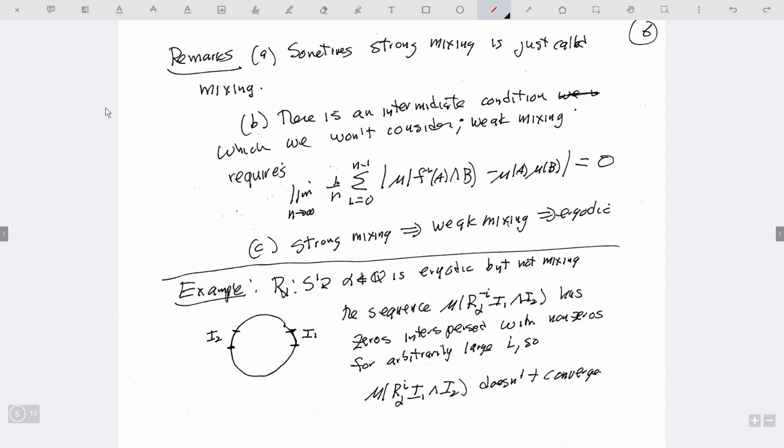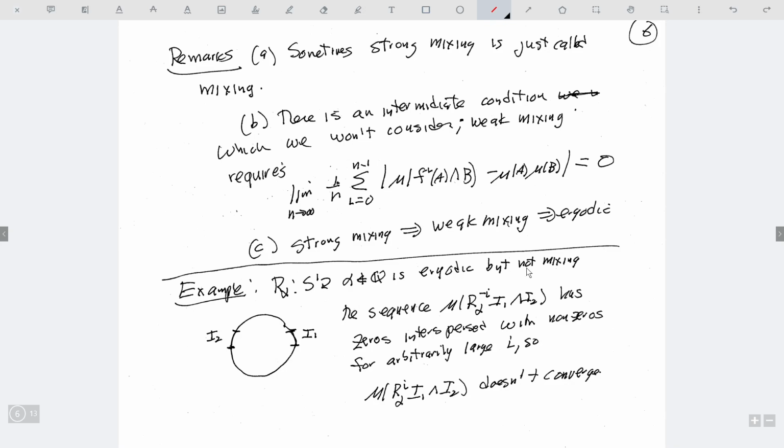And as I said, strong mixing is sometimes just called mixing, but there's something called weak mixing, which is a little more subtle, where you require still on average, but now the difference between these two averages to 0. That's a little more subtle, and it's not that hard to show that strong mixing implies weak mixing implies ergodic. So let's go back to our example, rigid rotation.